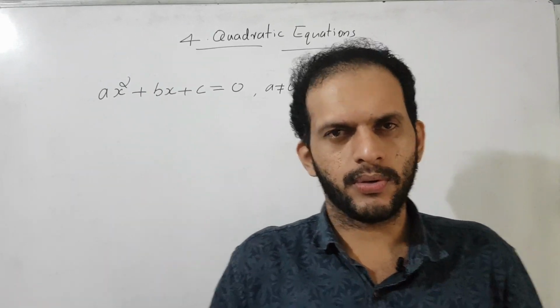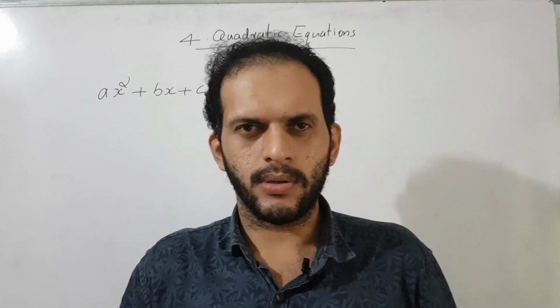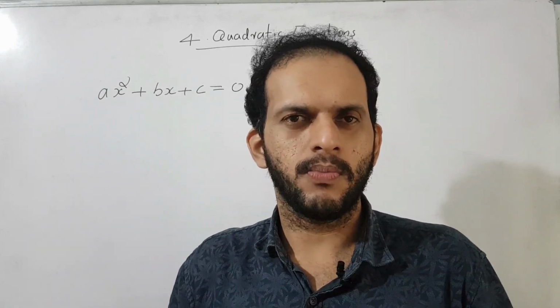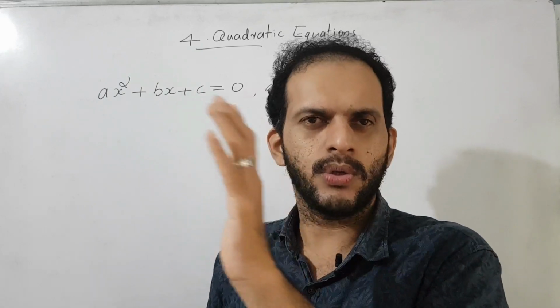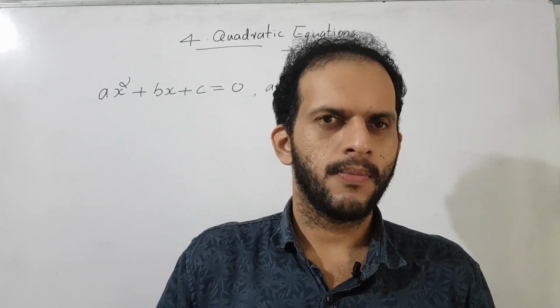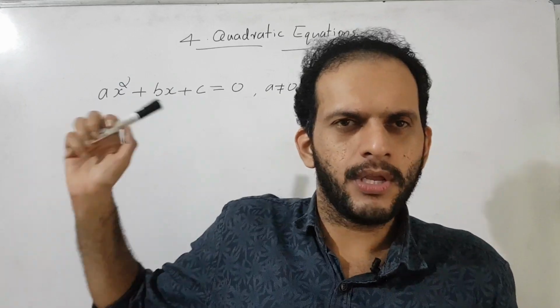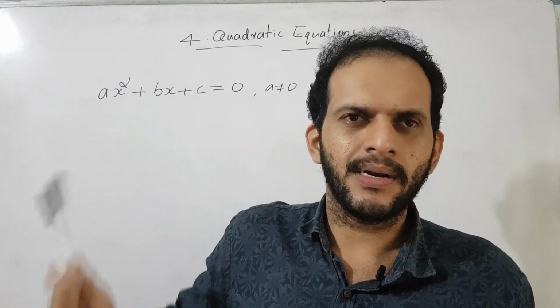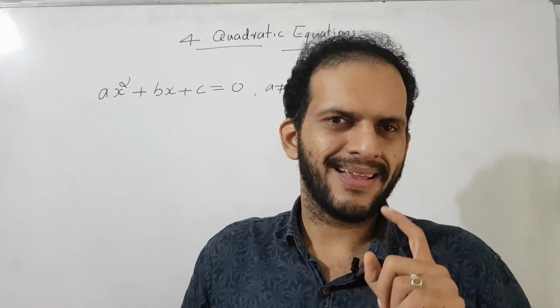For doing the work, we need to convert the equations into the standard form of a quadratic equation. What is the standard form of a quadratic equation? Ax square plus bx plus c is equal to 0. We need this idea, to convert into the standard form, in all the cases except one.